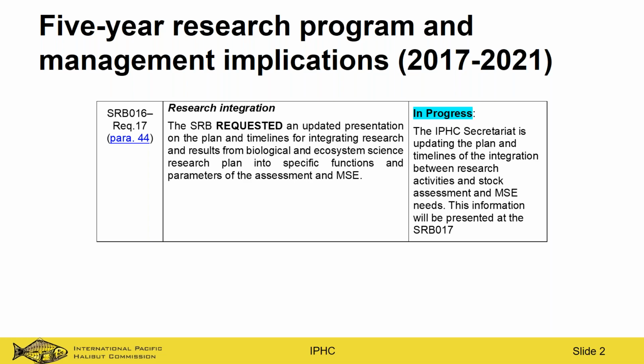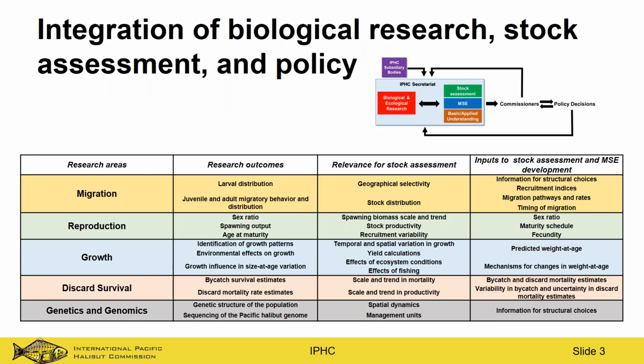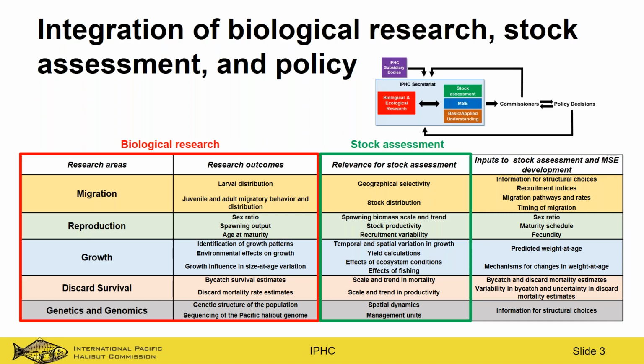Let me start with the first request, in which the SRB requested an updated presentation on the plan and timelines for integrating research and results from the biological and ecosystem science research plan into specific functions and parameters of the assessment and the MSE process. We have completed a second iteration of this integration. The first iteration was the one that you saw in the document, where we identified the 5 research areas on the left, the research outcomes in the second column, and how those research outcomes are relevant for stock assessment and represent inputs for both the stock assessment and the MSE process.